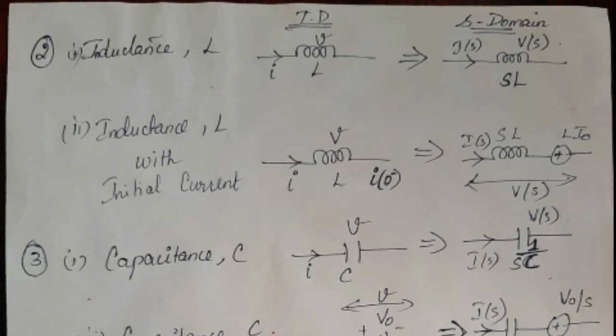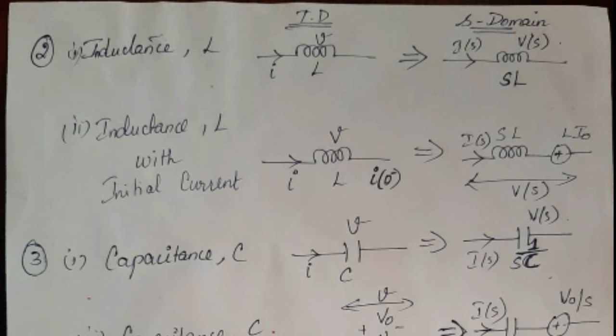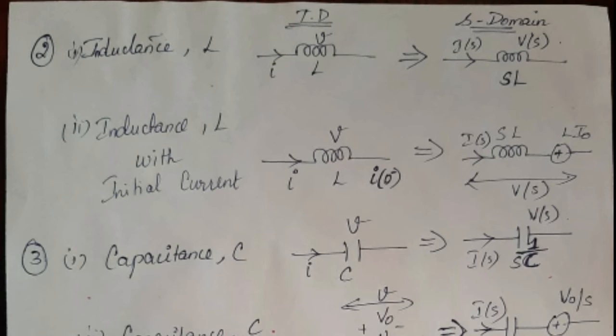If we consider the capacitor, the time domain value is again small i and small v. But if you convert the capacitor value, it must be converted as 1 by sC, and capital I of S and capital V of S. If the capacitor is charged initially and that is being used in the circuit, then we must include a v of 0 or V0 in the circuit. So the voltage will be mentioned as V0 and in S domain it must be converted as V0 by S.